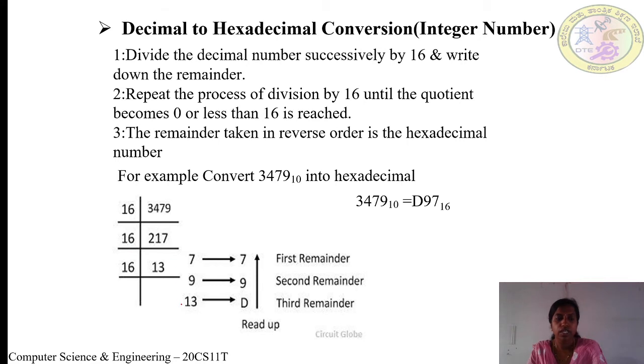So 13 can be written as an alphabet D according to the hexadecimal notation. 9 can be written as 9, 7 can be written as 7. Hence we can read the position of the remainders from bottom position to the top position. That is 3479 in base value 10 is equal to D97 base value 16.